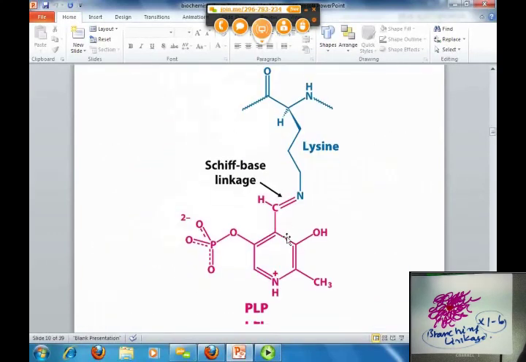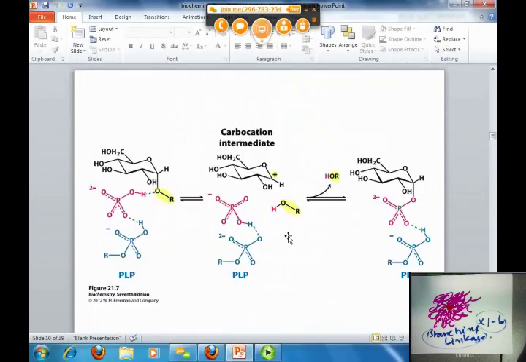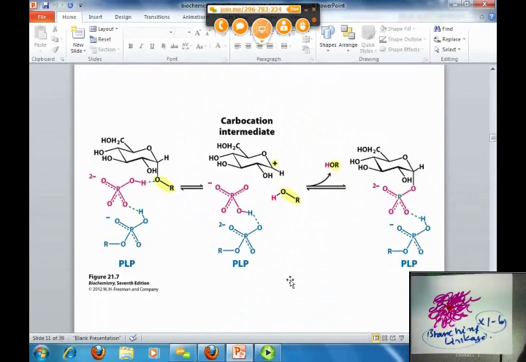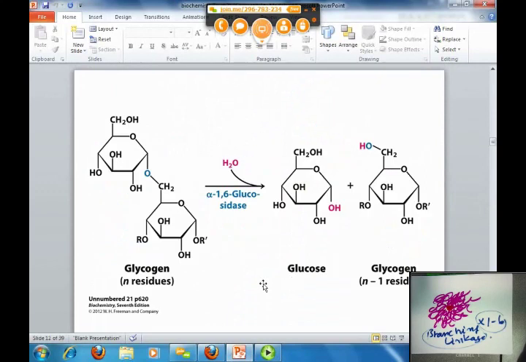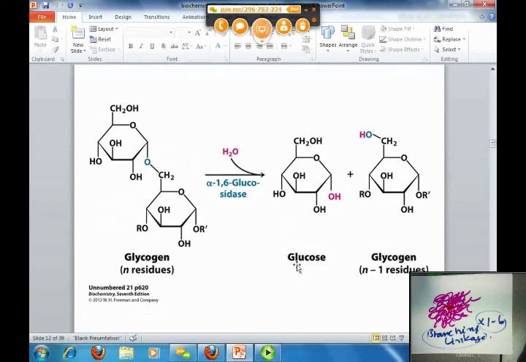This is the mechanism of how the lysine donates the phosphate group in the carbocation intermediates and in the glycogen molecule. This is the mechanism. Glycogen residue alpha 1,6 glucosidase, because where the branching is, the glucosidase enzyme cleaves the 1,6 linkage, wherever the branch is, that is being broken down.